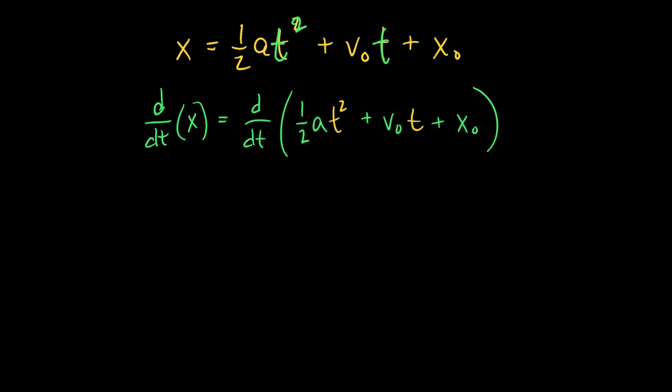T is the functional variable, it's in the denominator. We already defined the left. The left is dx dt. That's defined as velocity. I have a function for position. When I take the derivative of that function, I get the velocity. Okay so far?